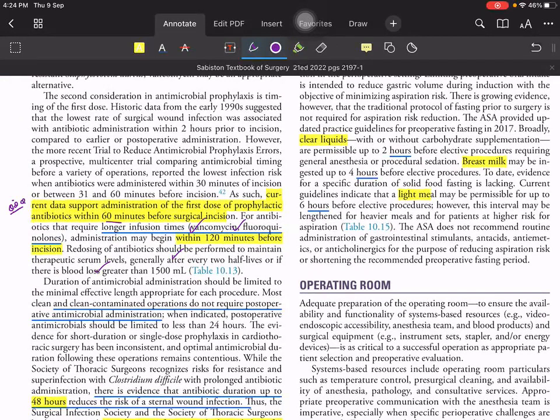Some antibiotics require longer infusion times, for example vancomycin and fluoroquinolones, which begin within 2 hours before incision. Normal antibiotics are given 1 hour before incision. It's not at the time of induction of anesthesia, and not at the time of incision. It's before surgical incision.